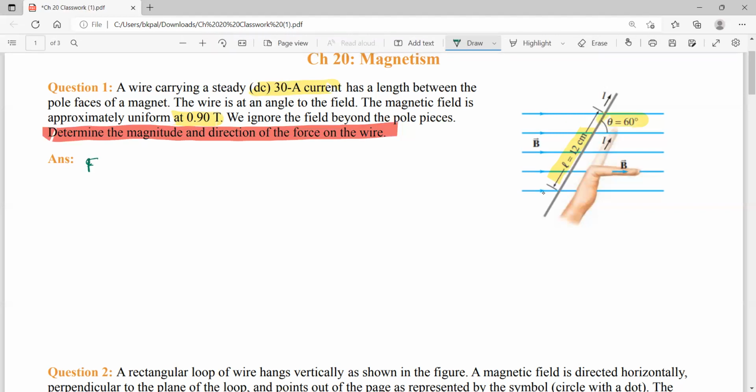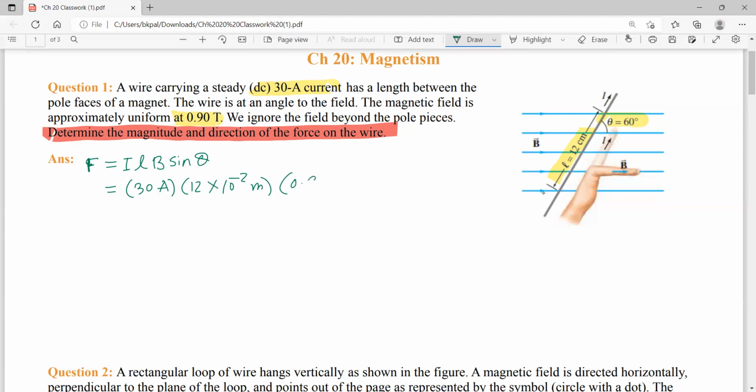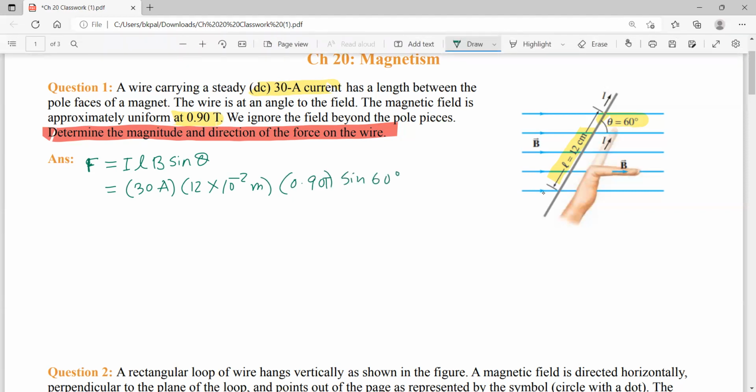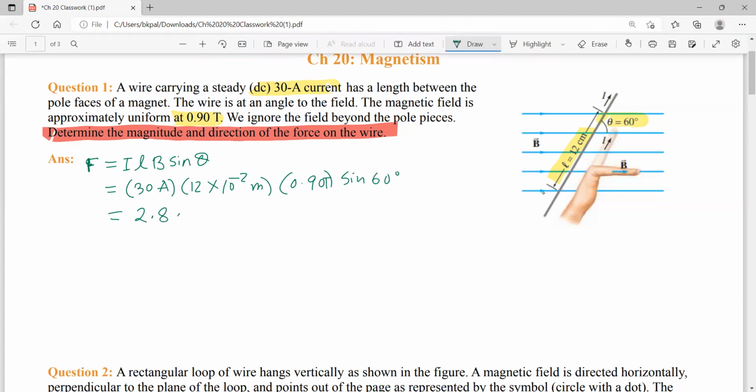So in theory lecture we learned that the magnetic force on a current carrying wire that is in a magnetic field is equal to this. So we are given actually everything: 30 amp, 12 centimeter, 0.90 Tesla, sine 60 degree. So if you plug all these values in your calculator, you should get this value.